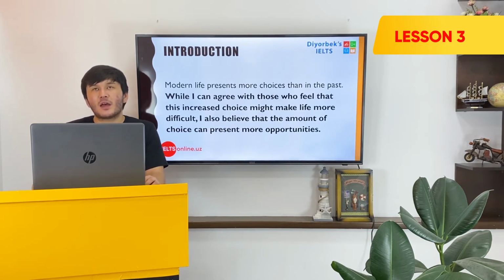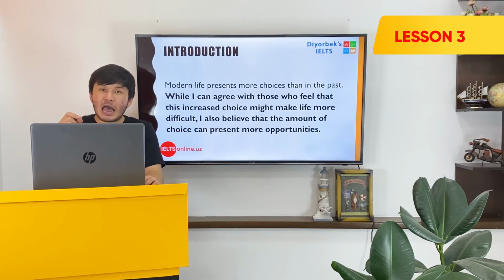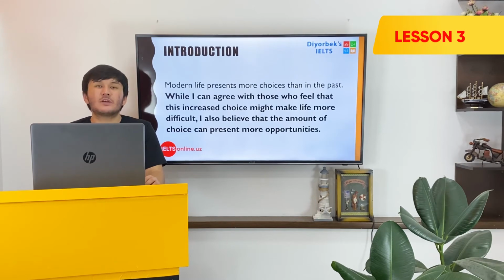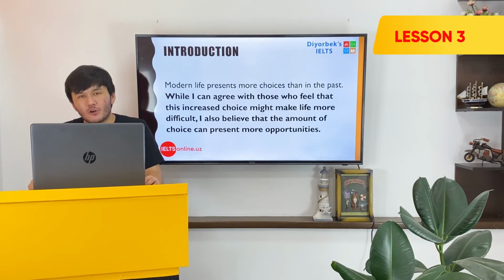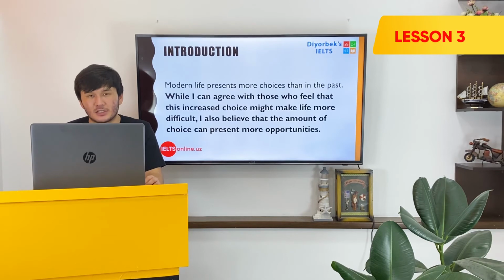To have a balanced approach and to maintain your position clearly, you need to tell the examiner how or why you have that position. Again, I'm going to repeat this. It is really important to have a balanced approach and to maintain your position clearly. When you are stating your position, you need to tell how or why you have that position by including your main ideas in the introduction.